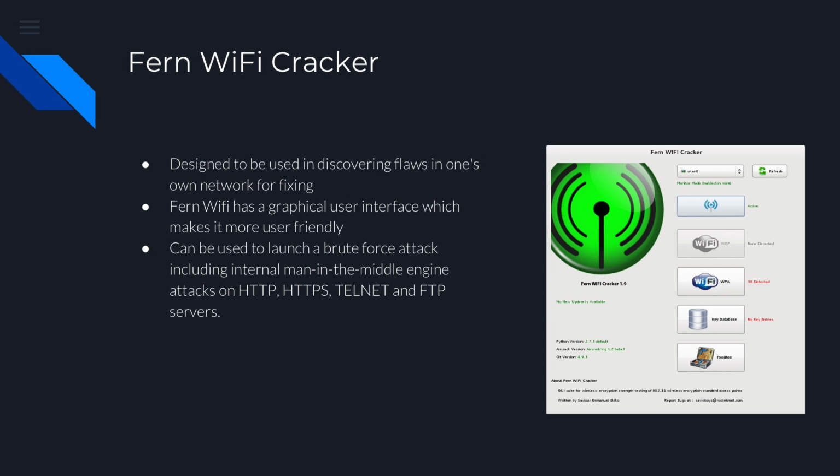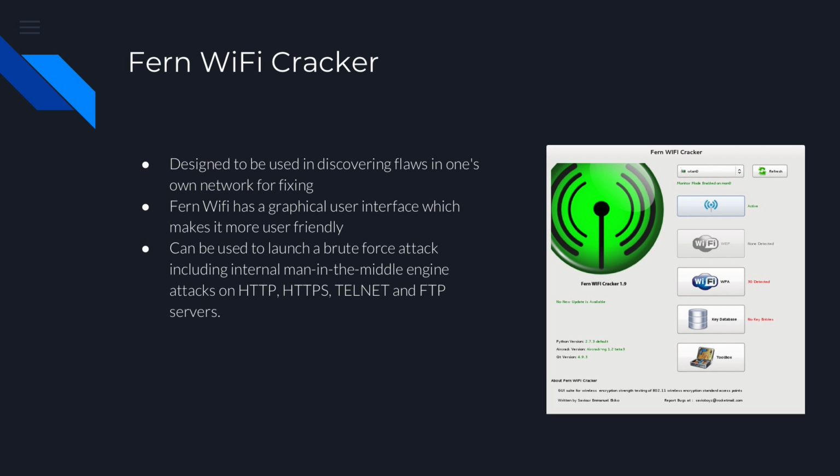Thank you, Michael. Fern Wi-Fi cracker is a Python software tool that was created by Emmanuel. It was originally designed to be used in discovering flaws on a network, so it's very easy to use. It uses the Python Qt GUI library to perform wireless attacks and auditing. Fern Wi-Fi cracker can crack and discover lost WPA, WEP, and WPS keys. It can also launch network-based attacks on Ethernet or wireless networks.